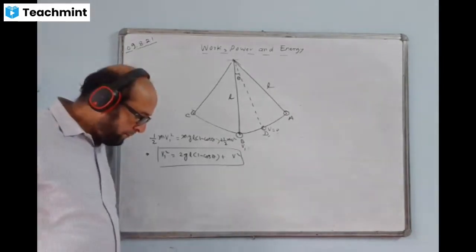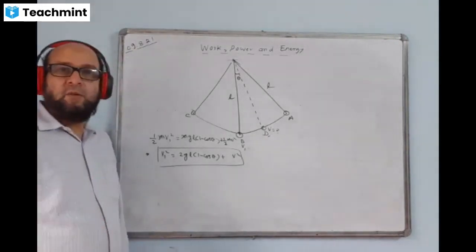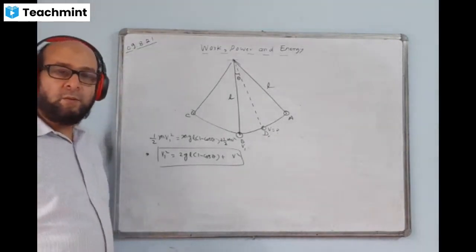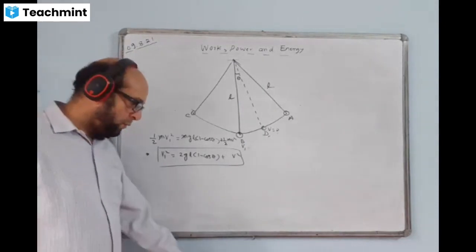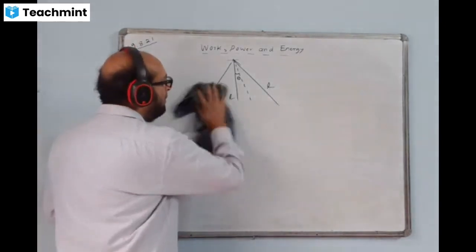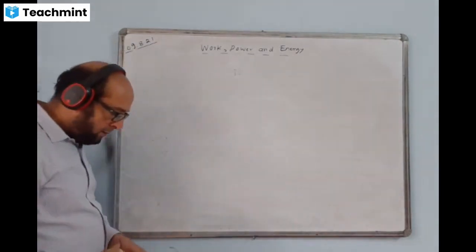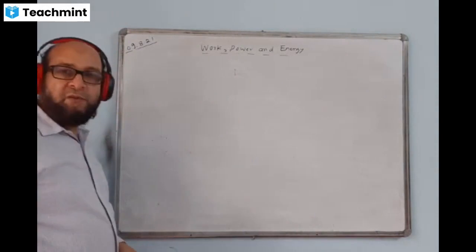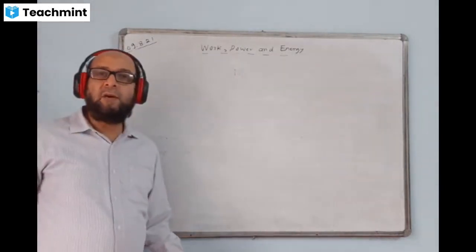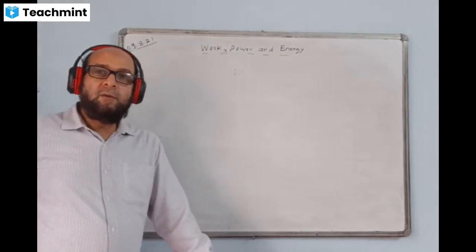Page number 252 and 253, these two pages we have got problems there in the book. Okay. So I will do a few and a few you have to do. Try. If you don't get it, then I will do it for you.